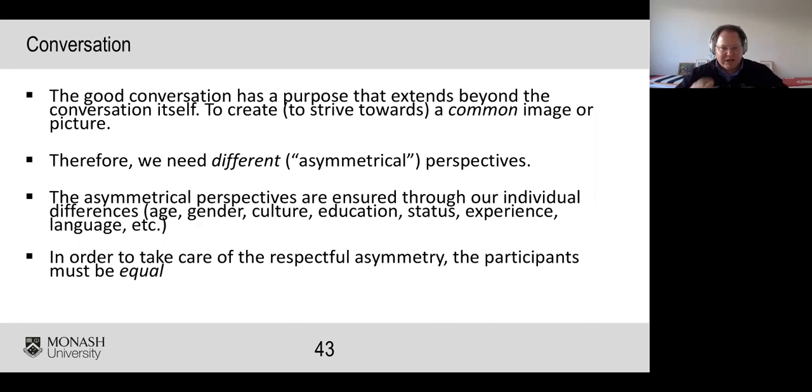It's worse if you're doing this with academics, because we seem to be even more framed to look at specific stuff rather than at the more general or common stuff. So there may be as well clues to how knowledge works. So in order to take care of the respective asymmetry, participants must be equal in communication. Otherwise, it's not a conversation, and you don't convey.